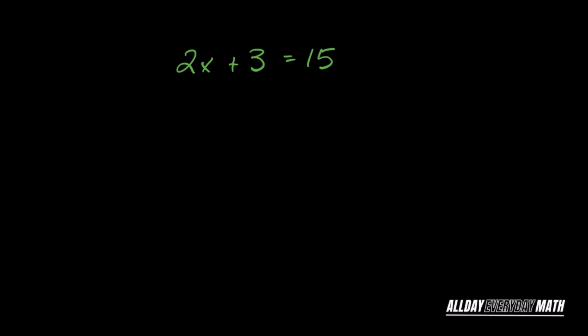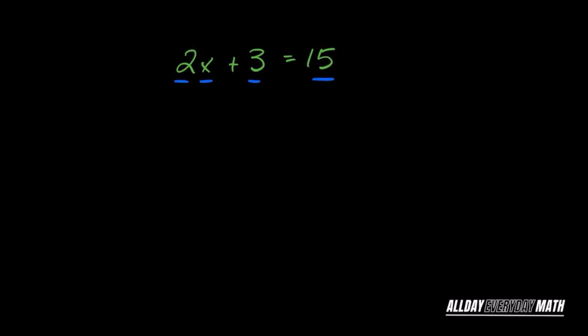How do we solve two-step equations? So in order to solve an equation, we have to know what we're looking at first. So we have the equation 2x plus 3 is equal to 15. Let's first define each part of this equation. I'm going to go ahead and underline each number and variable, and we're just going to define those really quick.